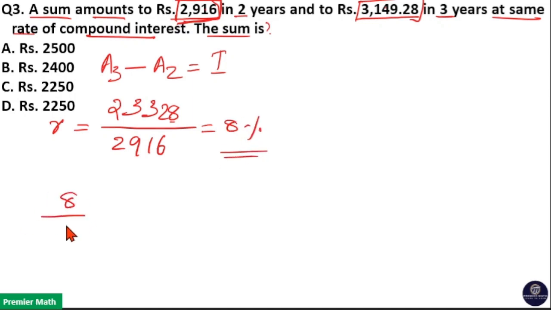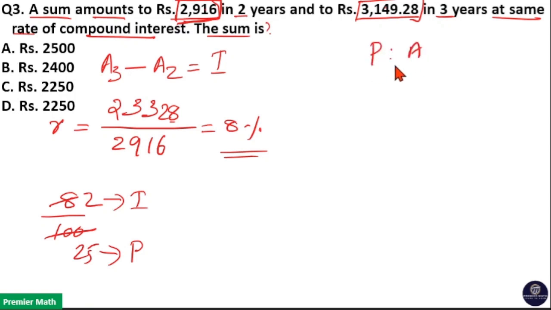8% means 8 by 100. 4 goes 2 times in 8, 4 goes 25 times in 100. That means here 2 parts is the interest and this 2 parts interest is received from the principal 25 parts. Now take the ratio between principal and amount. Principal is 25 parts and amount is principal plus interest, that is 25 plus 2, 27 parts.